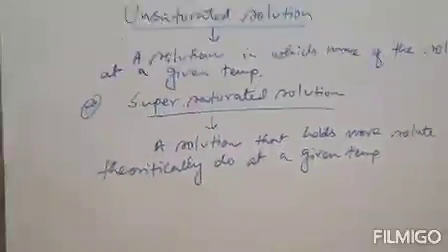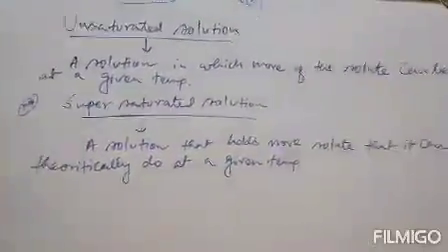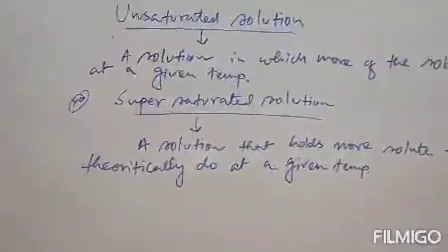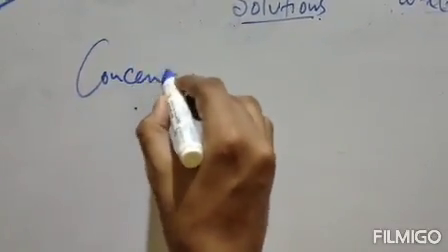Clear? So there are a total of 3 categories: saturated solution, unsaturated solution and supersaturated solution. So this is the classification of solution in various ways. We have already studied that we can classify solutions in various types and ways. Next, concentration of solution.